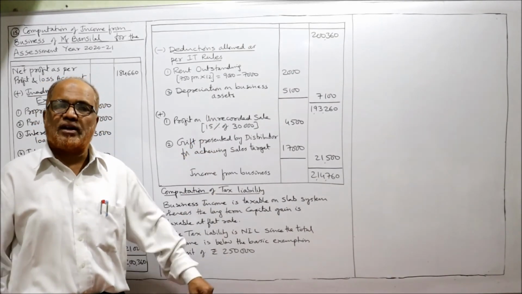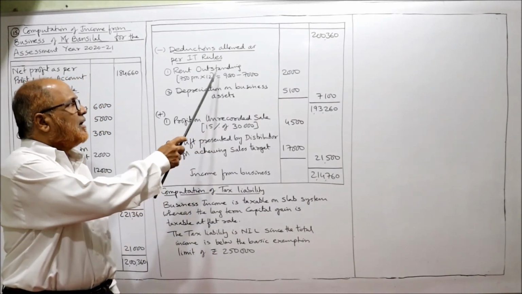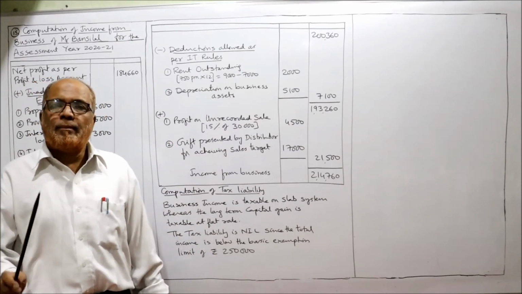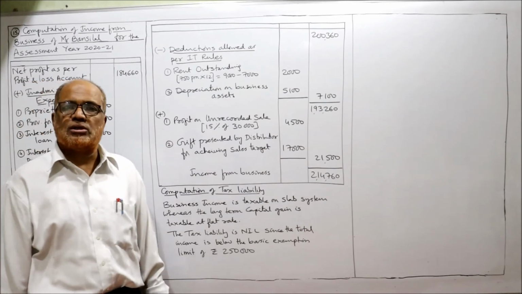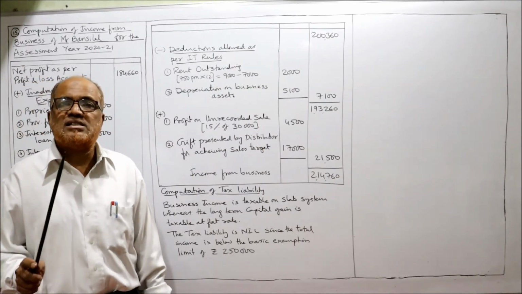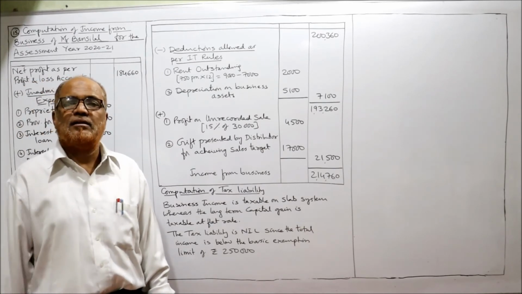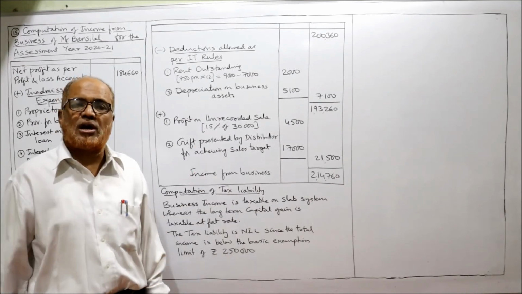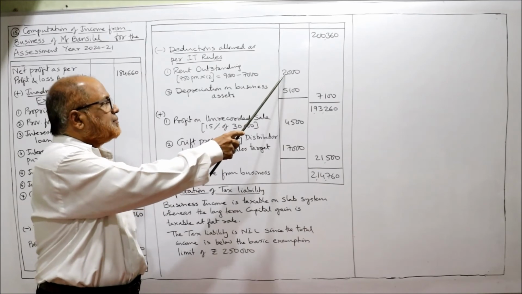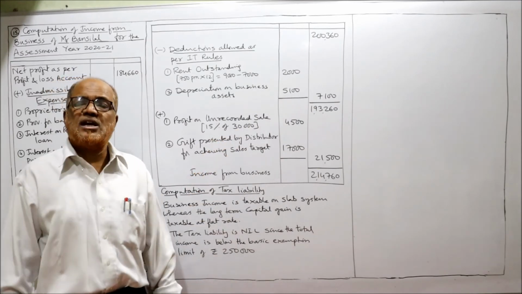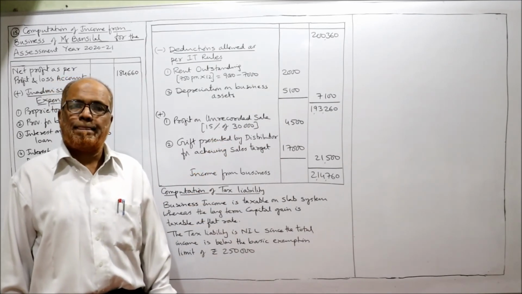According to income tax rules, what are the deductions allowed? First one, rent outstanding. Per month rent 750, so 750 into 12 is 9,000. Out of 9,000, only 7,000 is paid, which is debited to profit and loss account. So how much is outstanding? 2,000. That is allowed.